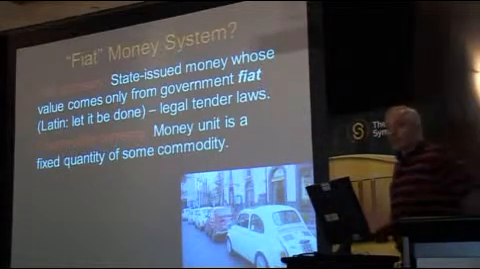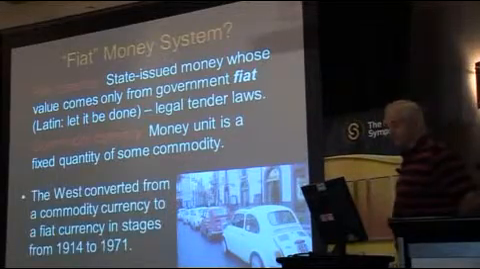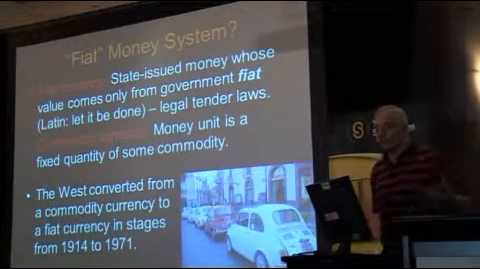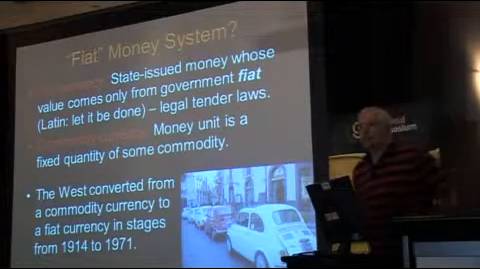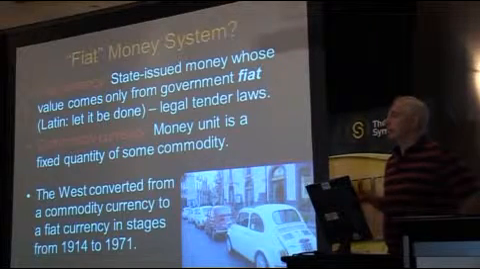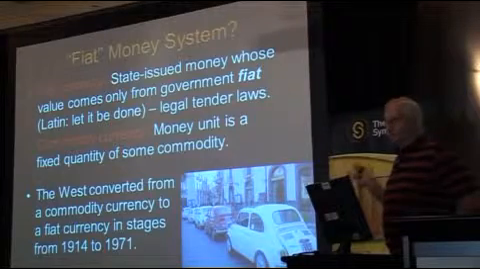A commodity currency is where you use something that has some intrinsic value of some kind and use that as money. Now, one of the main themes of this talk is how the West converted from a commodity currency to a fiat currency in stages from 1914 to 1971. And I won't be going into the pathological details of how it did that, just that it emerged in 1971 as a pure fiat currency.